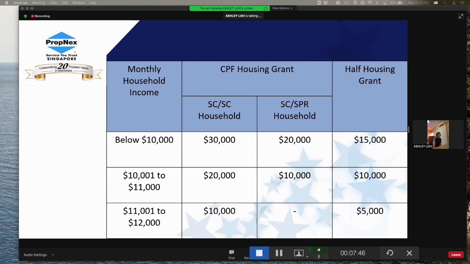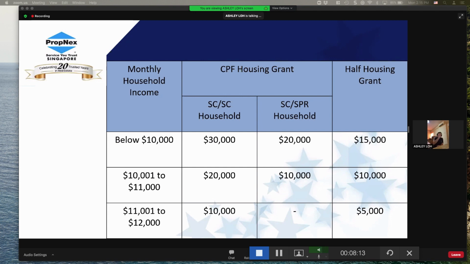But actually, people will soon realize, for these housing grants, because EC prices have always been on the rise, from last time where ECs were only 700, 800K, all the way to right now, you will see ECs as high as 1.2, 1.3 million. If your client's combined income is below 10K, yes, you may get the 30,000 grant.